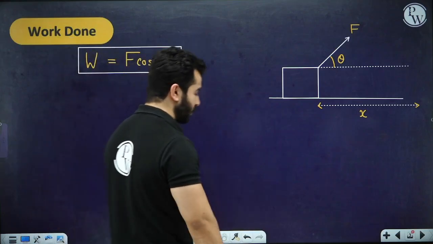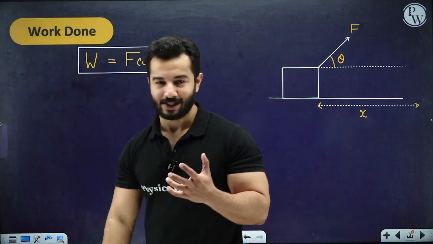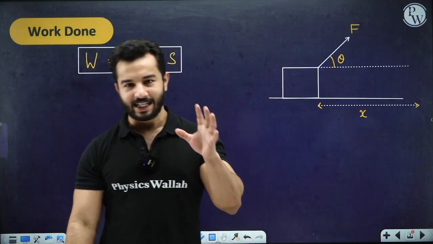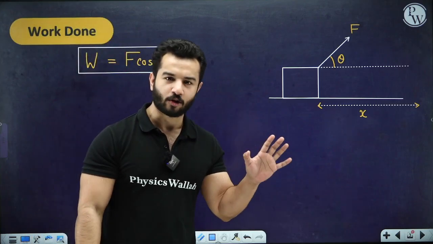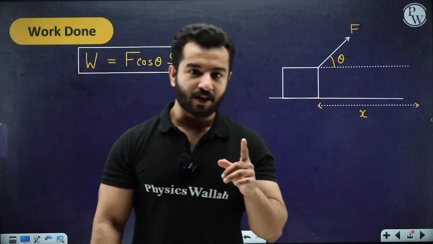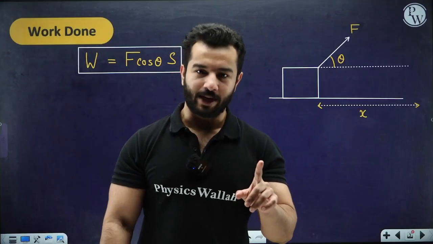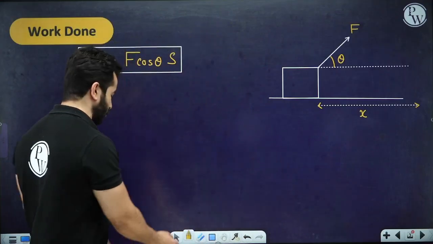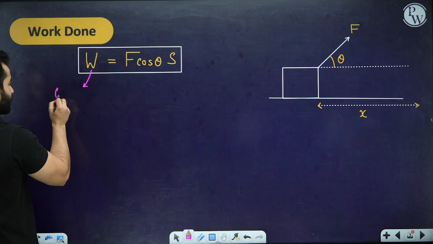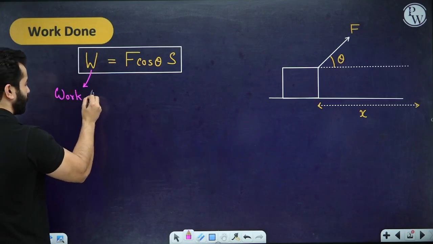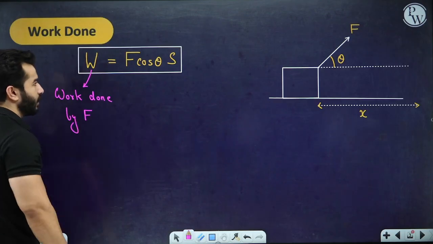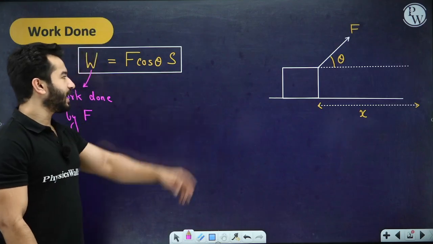You can also define work after learning about internal work as well, right? So that is the more technically sound definition of work done. But this is all good. We can just say that if a force is acting on a body in any direction other than perpendicular to the displacement, then we are going to say that work done by the force F is going to be written as F cos theta into S.